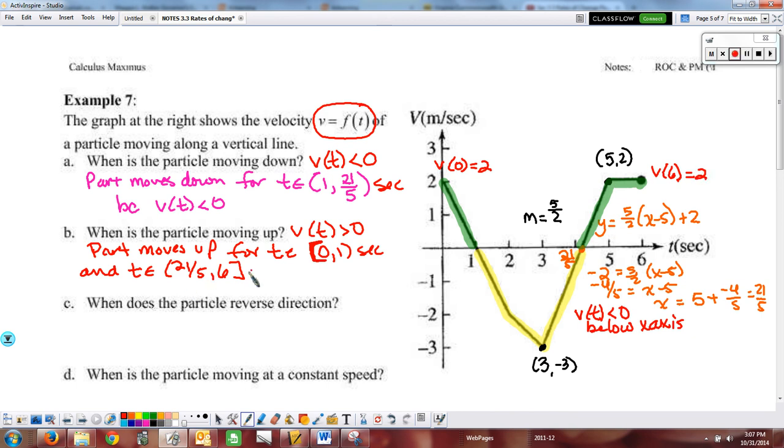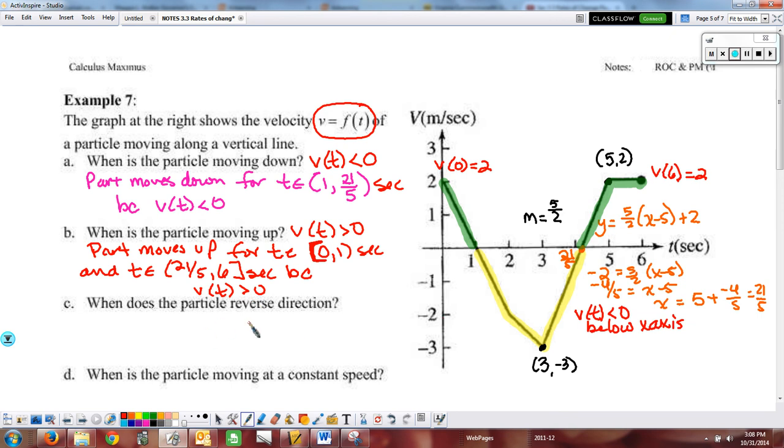So I want to include that. You want to make sure that you pay attention to what you're going to include here. Because I gave you the velocity curve, you know that it's positive velocity at 0. It's a 0 velocity at 1, so I don't include it. 0 velocity at 21/5, and then a positive velocity at 6, so I want to include it. And again, our reason is because v of t is greater than 0.